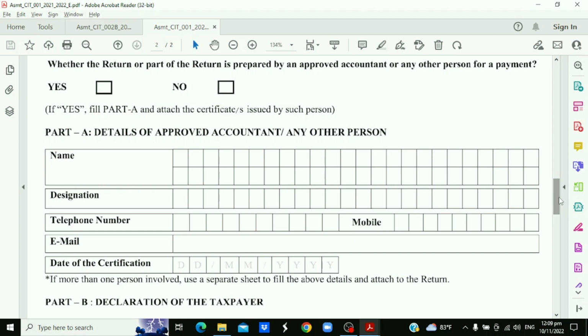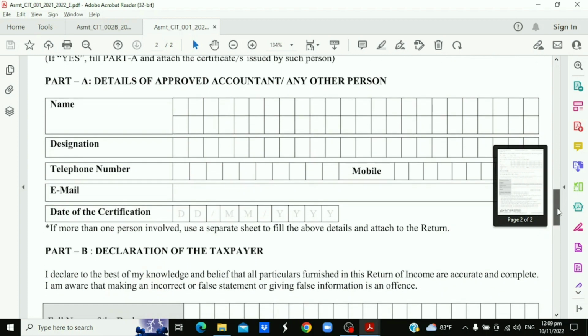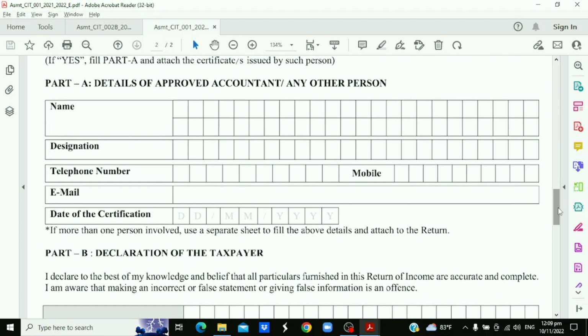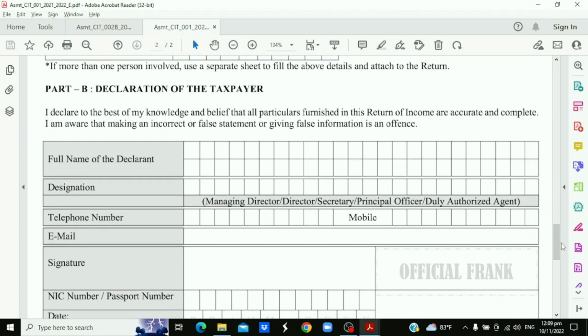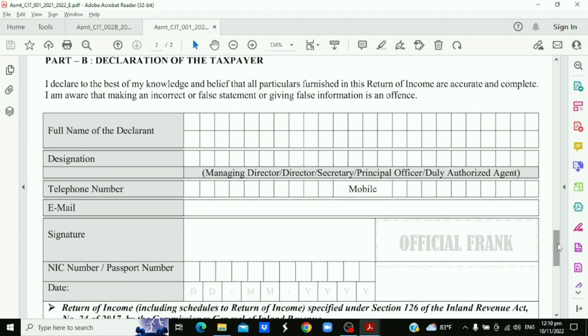And you have to collect the certificate from him, to confirm that he got involved in this process. Then the information they have to enter: name, designation, telephone numbers and other details regarding this preparer, either an approved accountant or any other person. Then part B is relevant for the normal authorized declarations from the entity. The principal officer, managing director, or director, secretaries, or any authorized agent would complete this, and once this part is completed, this return becomes a valid return submission.